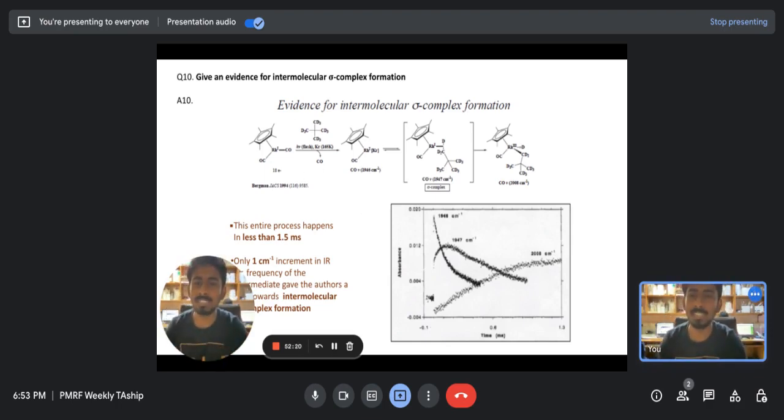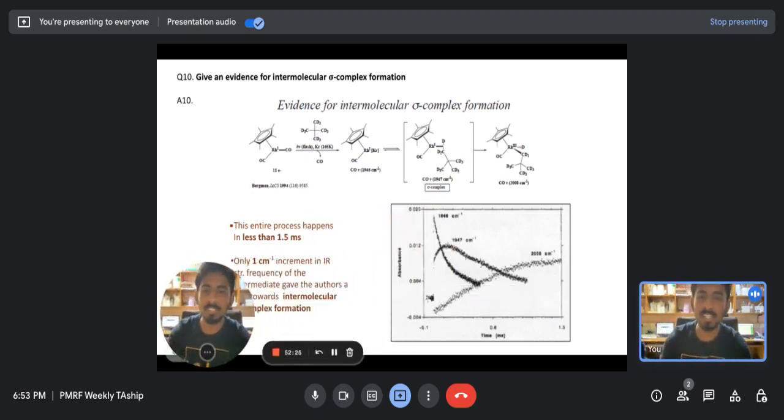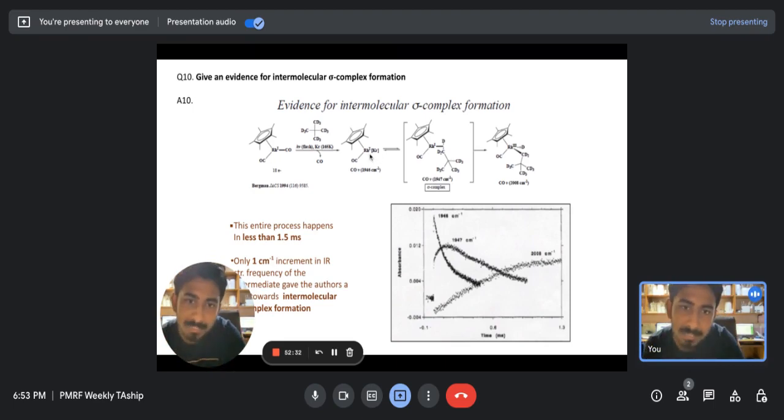Now, this only 1 centimeter inverse increment in the IR stretching frequency of the compound is giving a hint to the author that the intermediate is going via a sigma complex formation. So here you can see this is rhodium 1 and this is a new CO of 1946. There it is going to be oxidatively added to the CD bond of the CD3 whole 4. Now from oxidative addition, rhodium 1 is going to rhodium 3. That's why the oxidation state of the metal atom is getting increased.